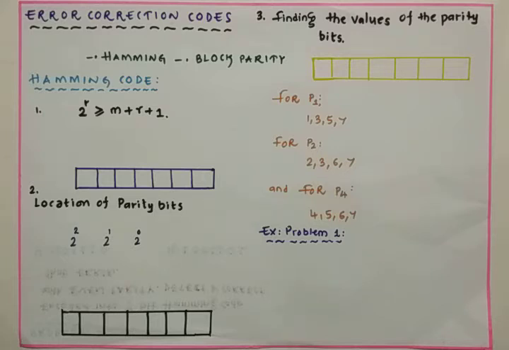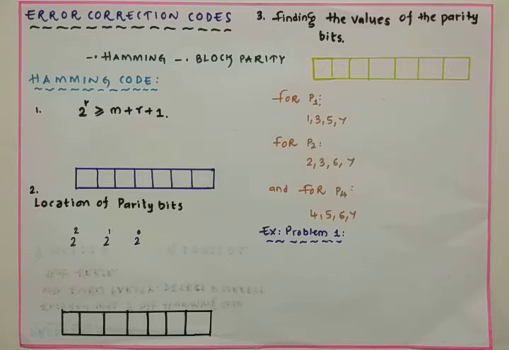In this Hamming code, the data will be transmitted along with the parity bits. That means here we need to add some number of parity bits along with the data. The number of parity bits will be decided by the condition, that is 2 power r greater than or equal to m plus r plus 1. Here the point is very clear.